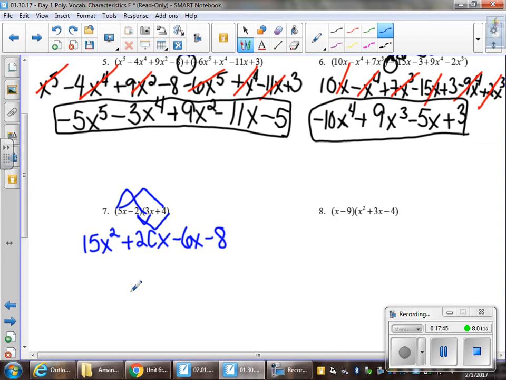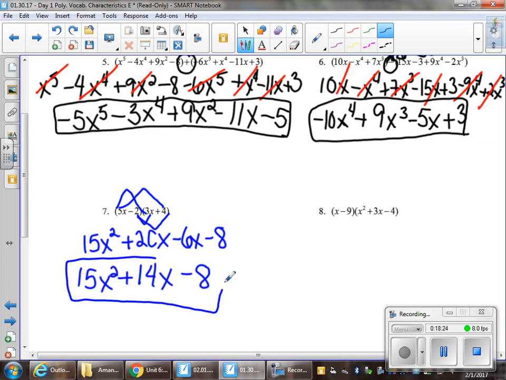Is this completely simplified? What do we have to do last? Combine like terms. So I'm combining. Good, and that becomes 14x. You could drop down the minus 8. Tim, you're going to do the next one with us.